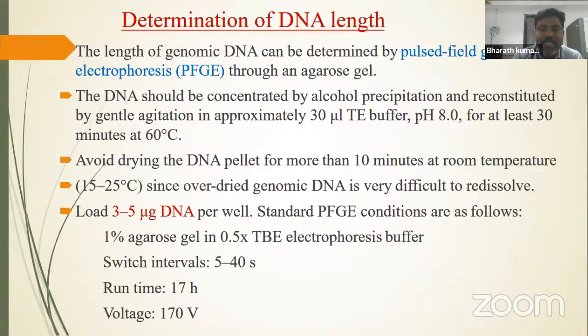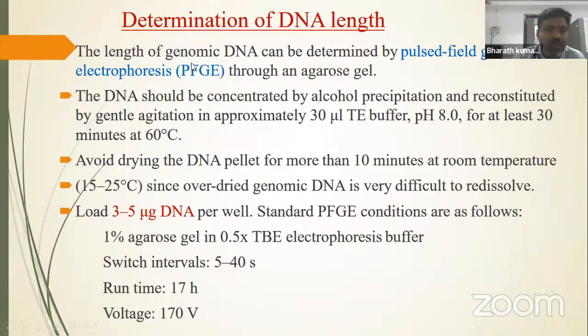Okay, coming to the next: what about the length? The quality is good, but what about the length? For most PCR reactions, it is not necessary to measure the length. Why? Because in PCR we amplify the DNA based on our target, so we can multiply the target DNA many times. That's why the length is not an issue. But in some DNA methods like RFLP, we require to know how much length we are getting. For this, the DNA should be concentrated by alcohol. For this reason, pulsed field gel electrophoresis is the method to get the length of the DNA.